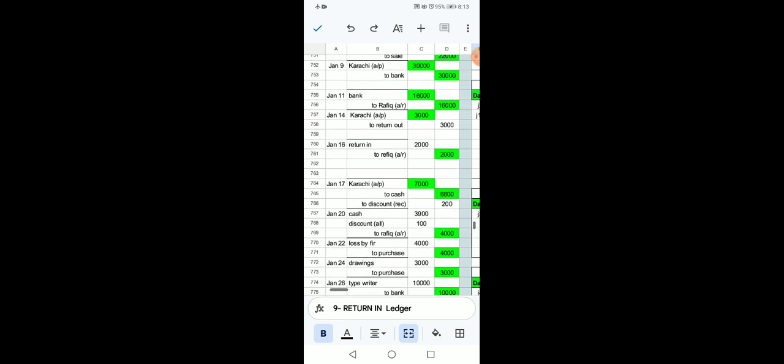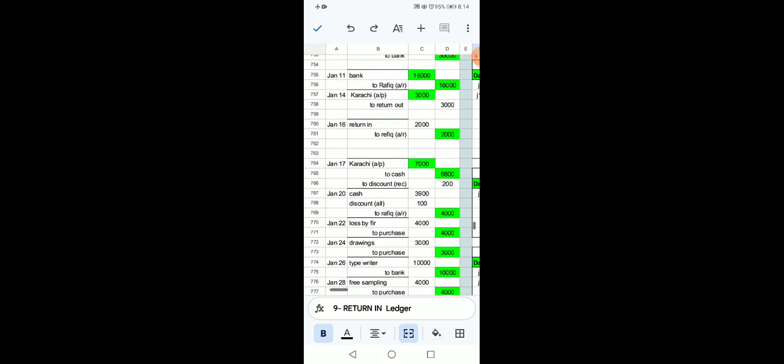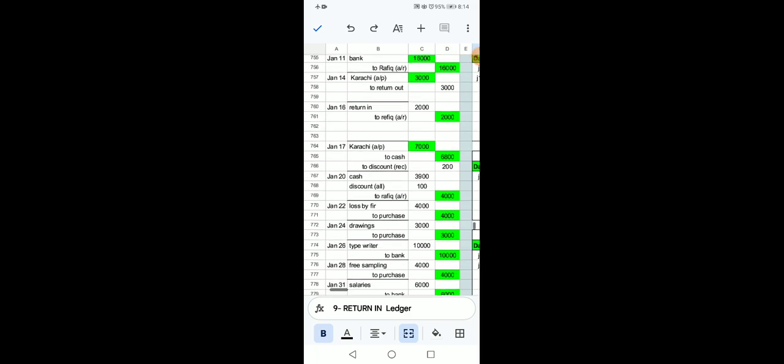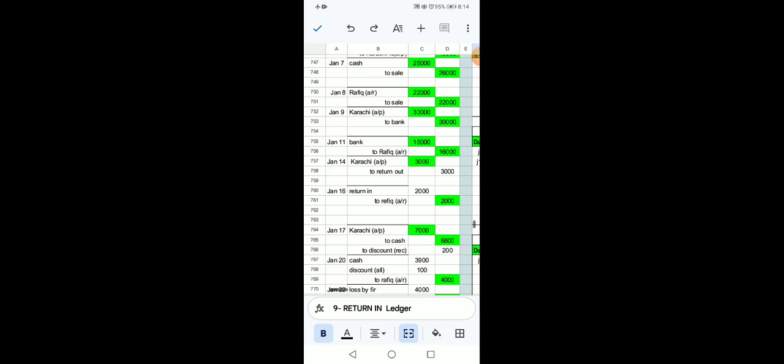Return in. Okay, I'm just reminding you of the rule, it's very simple. You are making the return in ledger. So when you see return in in the question, you will see if it is debit, post it on the debit side of the ledger. If it is present on the credit side, post it on the credit side of the ledger. So the relationship of journal and ledger is absolutely parallel. What is debit in the journal would be posted on the debit side of the ledger. Whatever is present on the credit side of the journal, you will post on the credit side of the ledger.